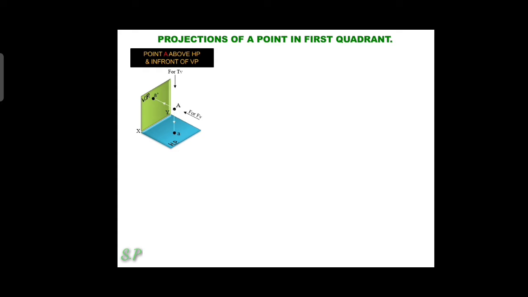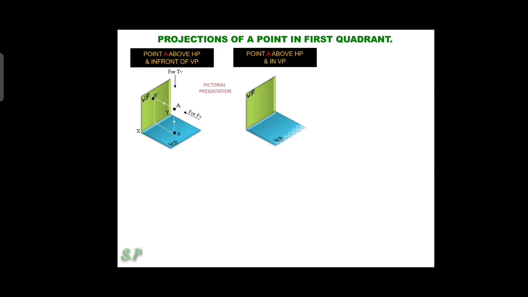Next, a point A above HP and in VP. Now the point A is above HP and in the VP plane. You watch this point from the front view. You will get the front view at the same point itself, that is A dash. And you watch the point from the top view. The top view image will be obtained on the XY reference line. So that is point A.